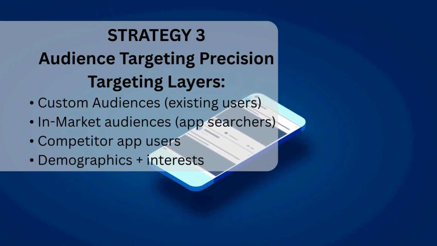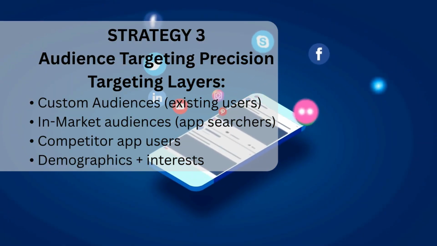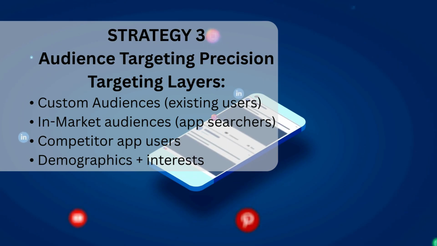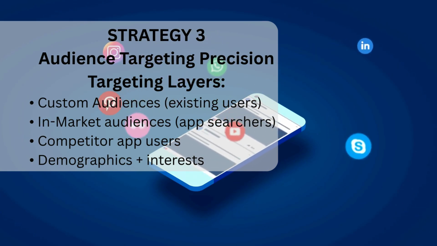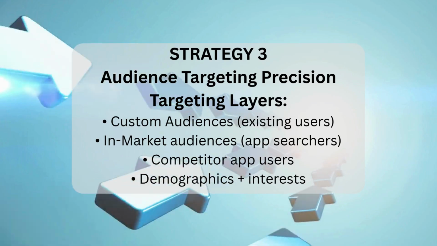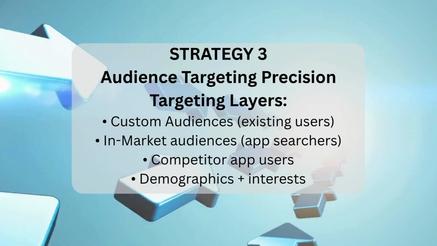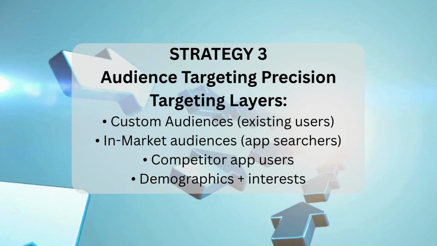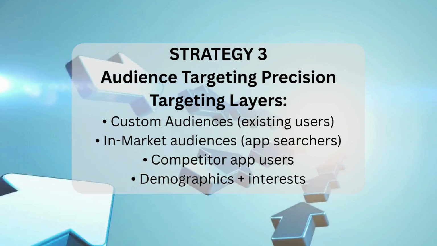Moving to strategy 3. Audience targeting precision. Create custom audiences from your existing users for lookalike targeting. Use in-market audiences for users actively searching for apps like yours. Target competitor app users and similar app categories. Layer demographic targeting with interest categories for laser-focused reach.